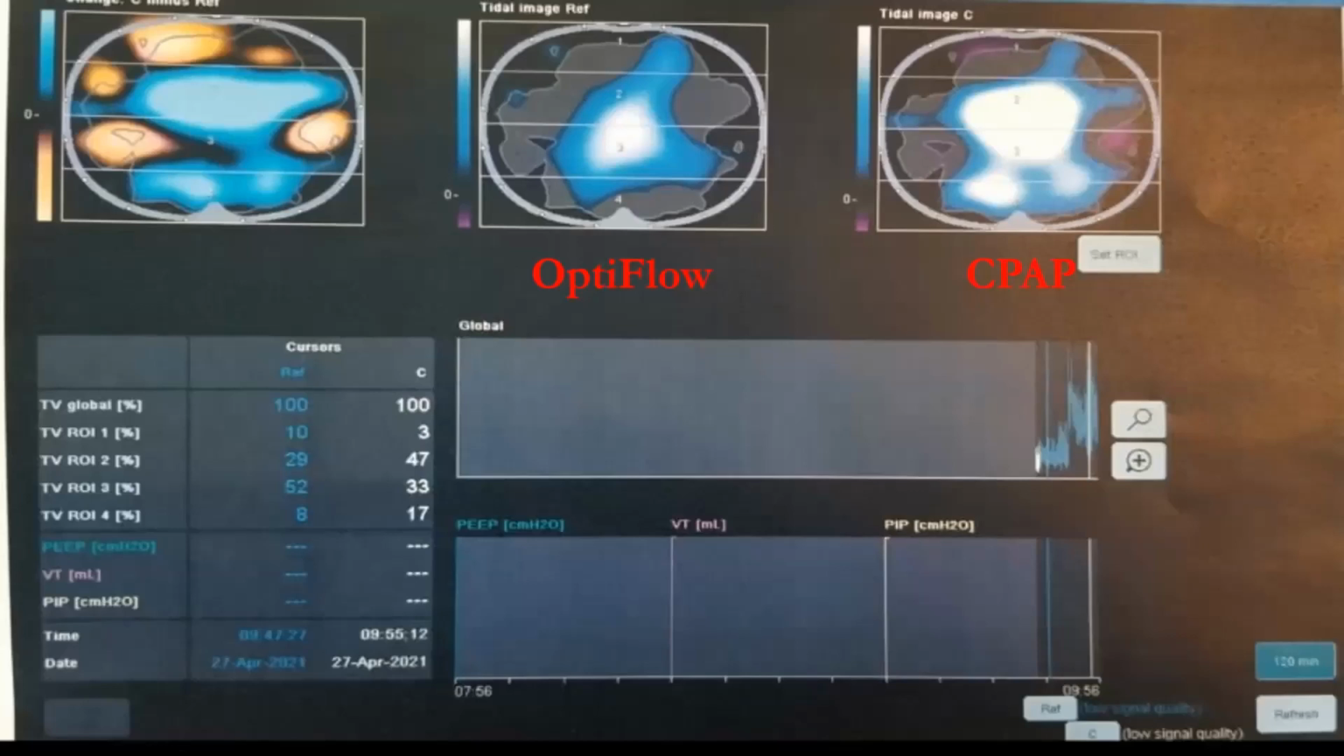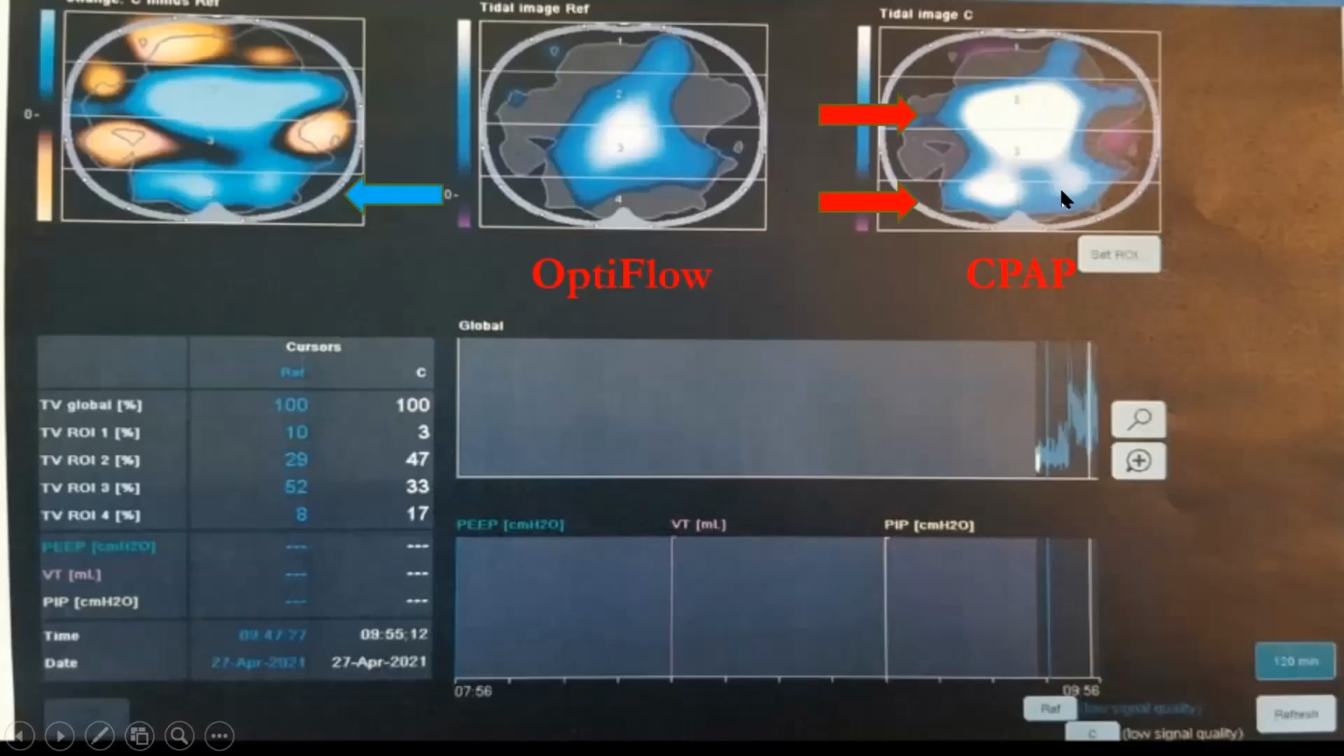So we use CPAP quite often to try and splint the lung open. It often helped with oxygenation also, obviously, but it also was an attempt just to splint the lung open to prevent a lung injury that could occur. So right away, you see, compared to the OptiFlow, that there's an increase in the distribution of ventilation, especially here to the mid-ventral area, as well as the dorsal area.